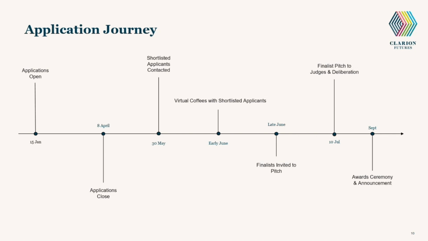And then the day we have the finalist pitch, the judges will define who the winners are, but the winners will only be announced at the awards ceremony, which happens in September. The date will be shared closer to the time. But that is the timeline that we're working at the moment. The next steps are for the applications to close, and then shortlisted applicants will get informed on the 30th of May.